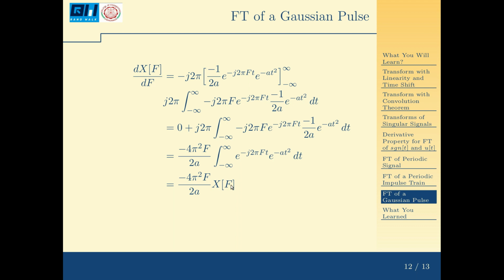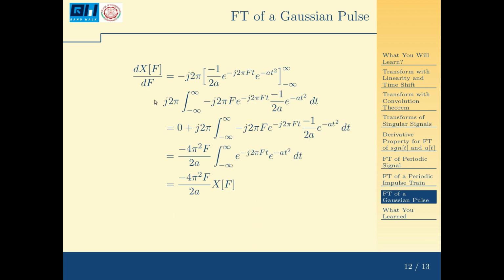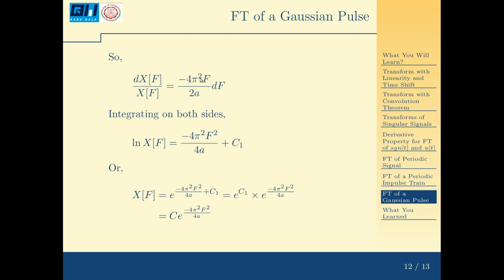Now I can take this X(f) to this side and df to this side, so that this becomes a differential equation like this: dX(f)/X(f) is equal to minus 4 pi square f by 2a df. That is, I took X(f) to the left side and df to the right side. Now if I integrate this, you can see that this is of the form 1 by x dx, so what is the integral of this one? It will be log X(f).